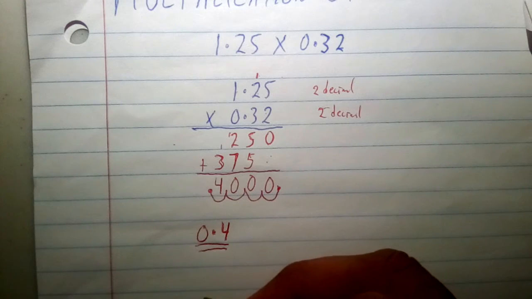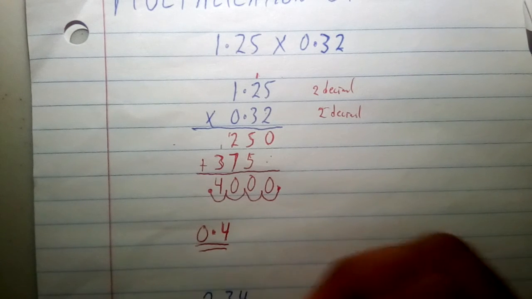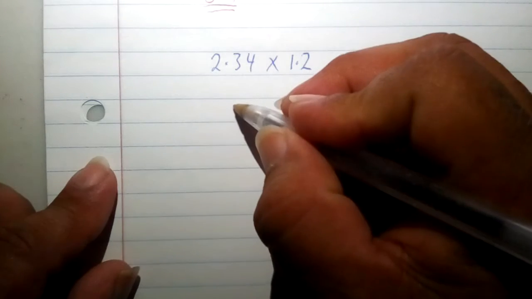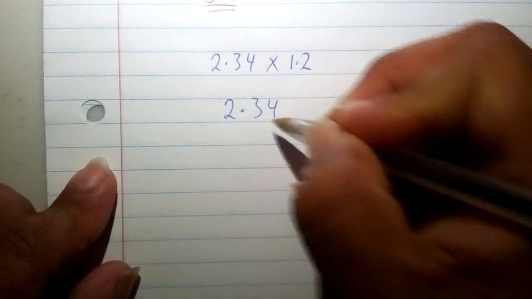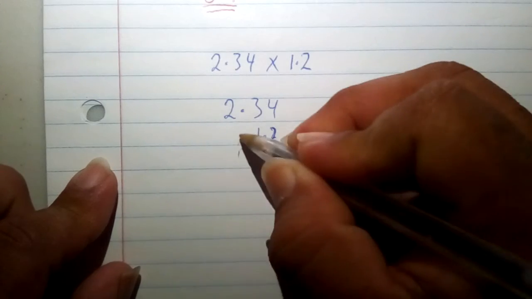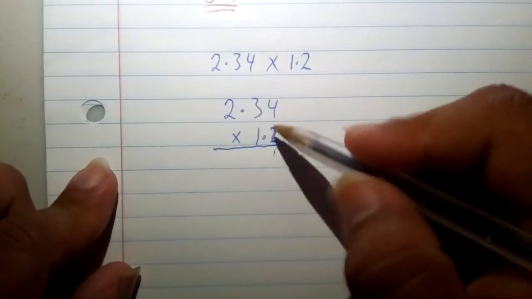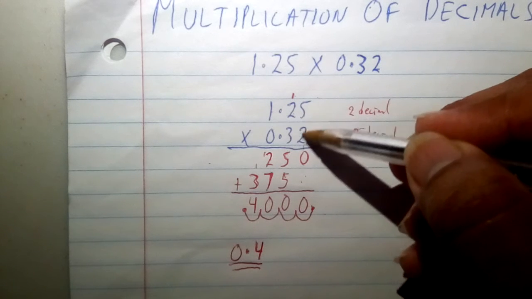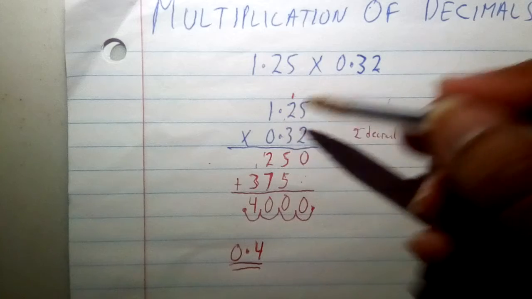Let's try 2.34 times 1.2. That's another example. Again, you set up your working. You put 2.34. You take 1.2. Notice what I'm doing. I didn't put my decimal below this one compared to this one. This is only coincidence. I put my numbers aligned with each other, not the decimal. So the decimal is irrelevant.